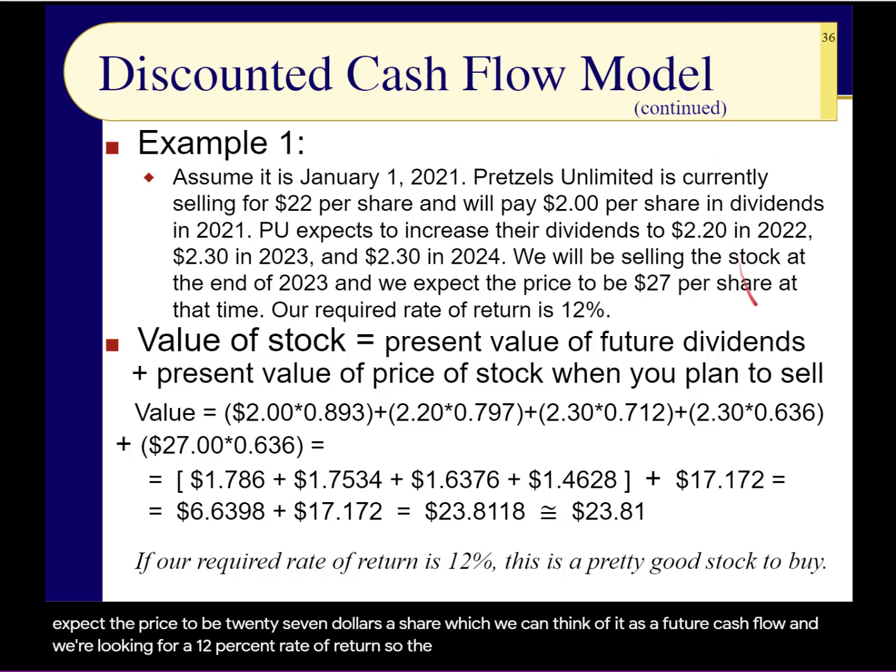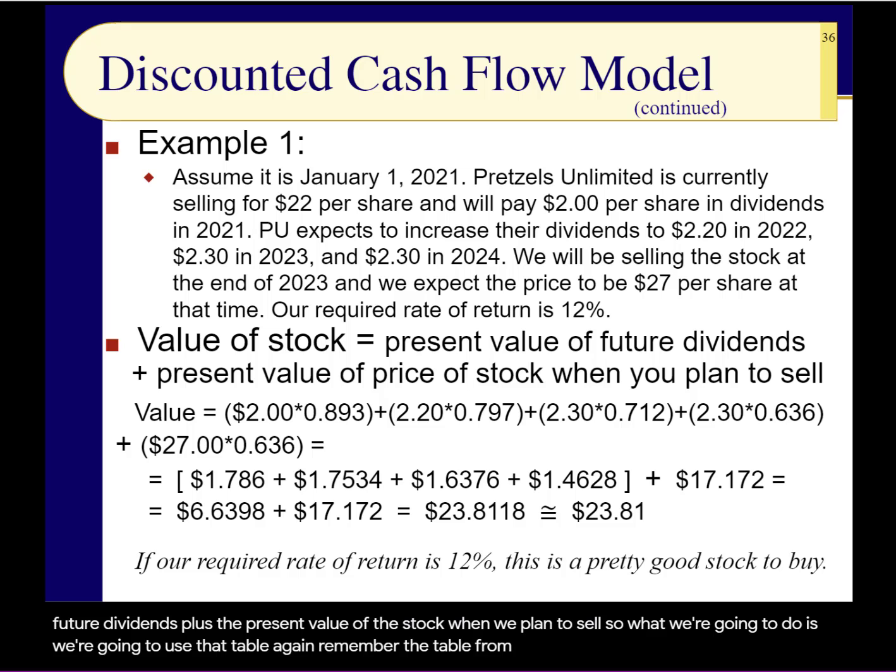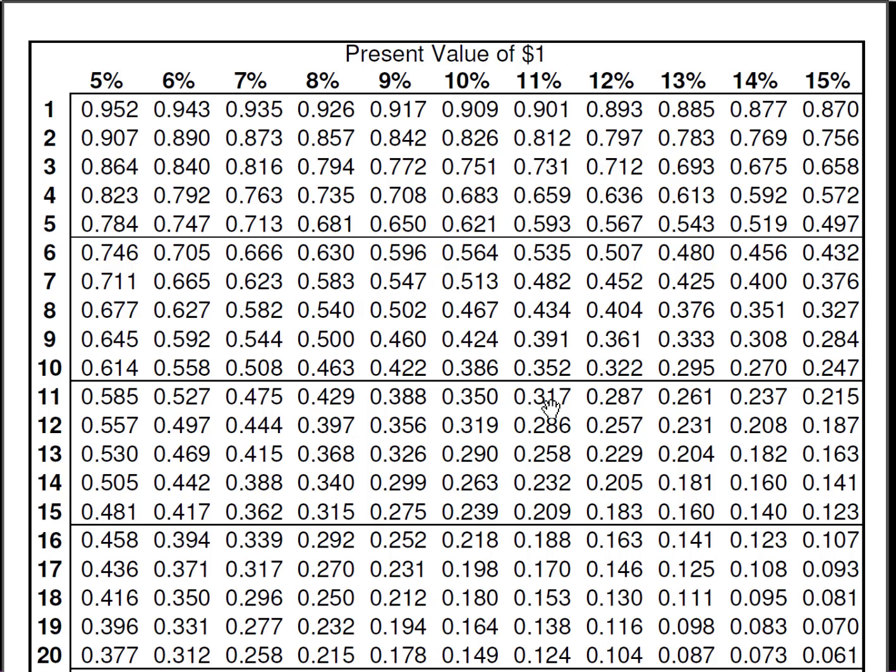So the value of the stock is equal to the present value of the future dividends plus the present value of the stock when we plan to sell. So what we're going to do is use that table again. Remember the table from the previous presentation? Let's call it up on the screen. We expect a rate of return of 12%.